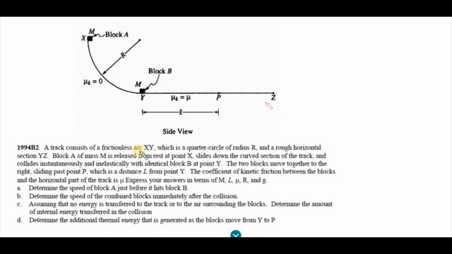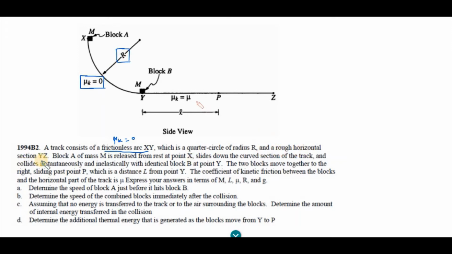A track consists of a frictionless arc. Initially the track between x and y is frictionless, so it's given that mu k equals 0. Mu k stands for the coefficient of friction of this ramp xy. It's a frictionless track, that is mu k equal to 0. Now, it is a quarter circle of radius r, the radius of curvature given as r.